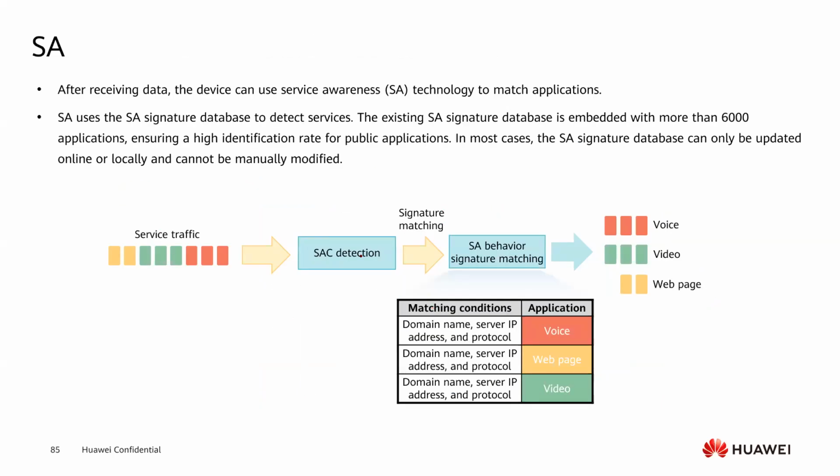And there's a little bit of detail of SA. This SA is actually based on the database. Inside the database, it's based on the packet destination IP address, based on domain name, based on the protocol. They will define which kind of application this traffic is.